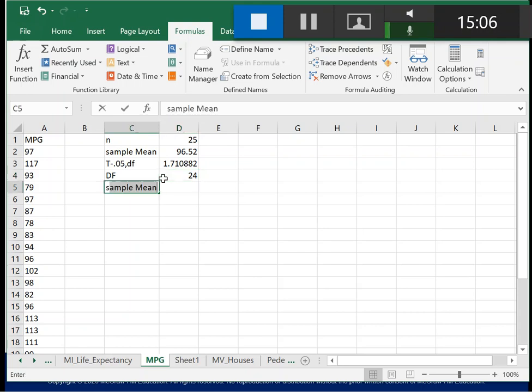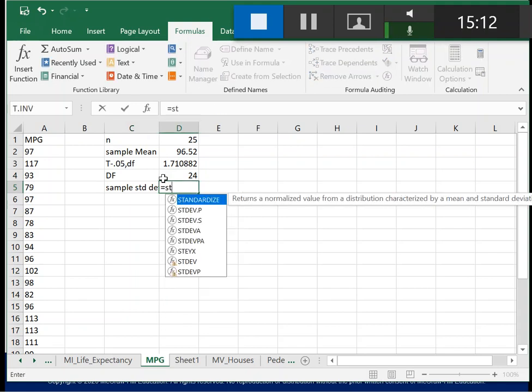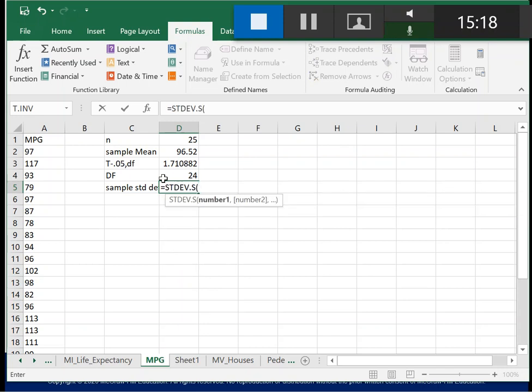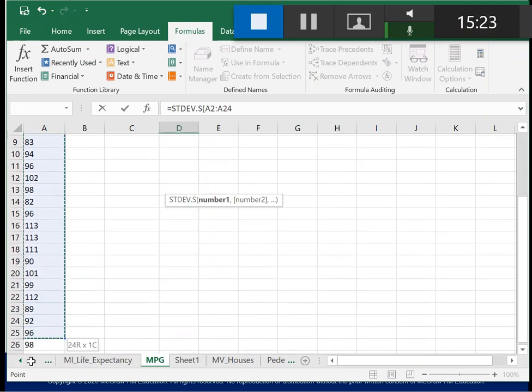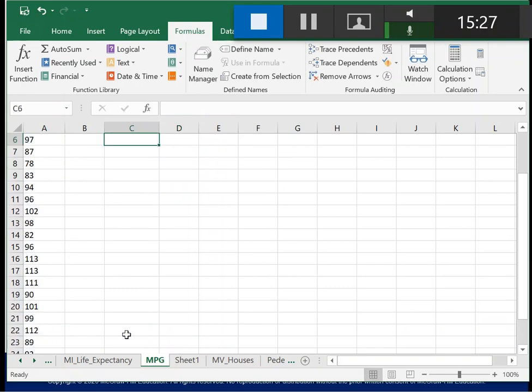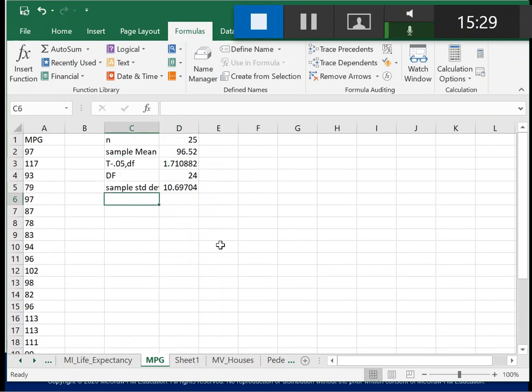And then I need the sample standard deviation, which is just, remember our formula, standard deviation, but I want it for the sample, so it's STDEV.S of A2 through A26. So you can type them in here, or I'm going to scroll and grab them. And that standard deviation then is 10.69704, and so on.